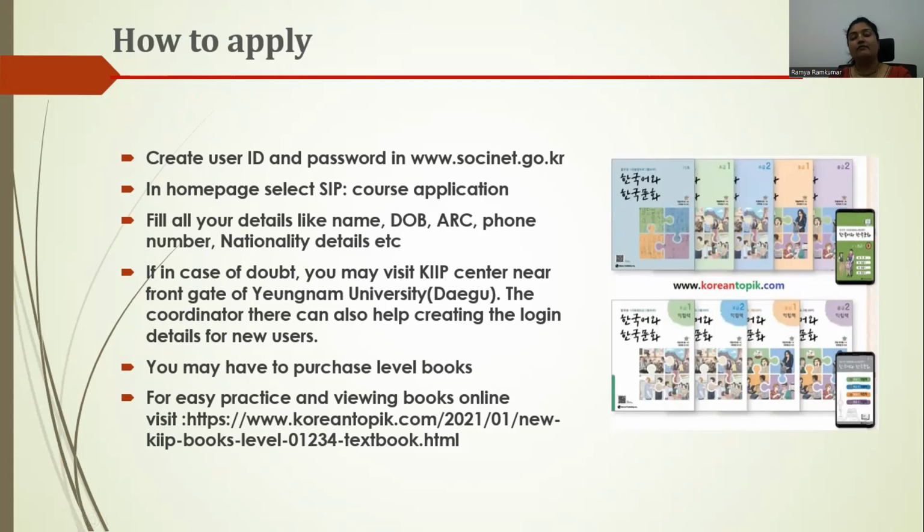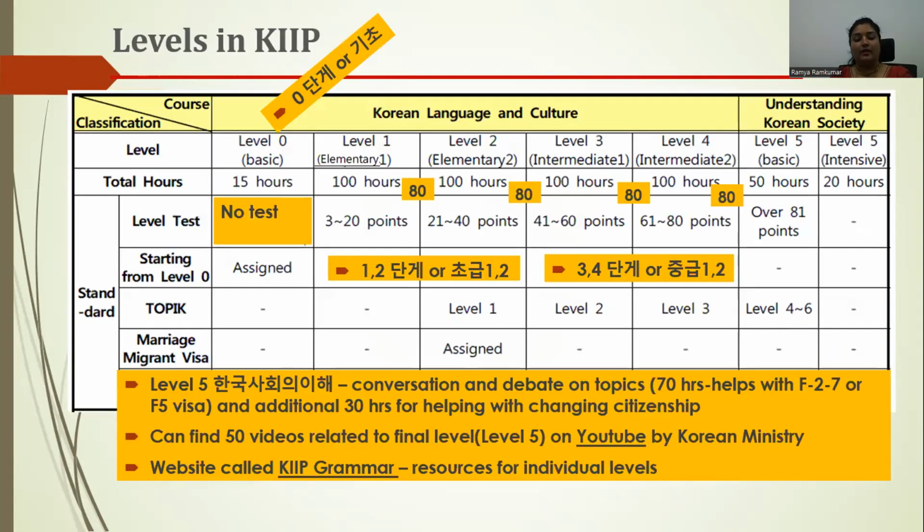Right. Now coming to levels in KIIP. As I told you, the levels in KIIP start from level 0. Level 0 is called the basic level, wherein they will teach you vowels and consonants in Korean. Then they will have some small words, and finally they will teach you small sentences like, what is your name? Hello, how are you? And then next is level 1. Level 1 is called elementary 1, level 2 is elementary 2, level 3 is intermediate 1, and level 4 is intermediate 2.